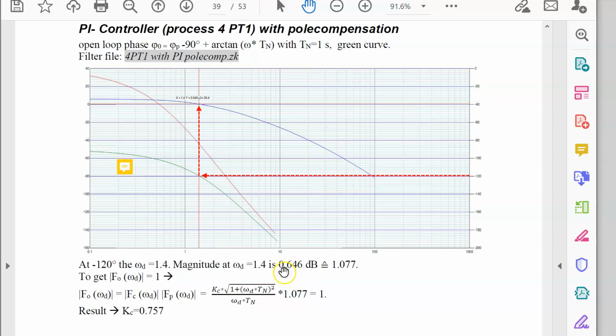But if we have this on paper, of course, we cannot read this value better than plus or minus 1 dB. So I think, say 0.6 dB magnitude. This is a value near 1. 0.6 is a little bit larger than 1. 0.6 dB.